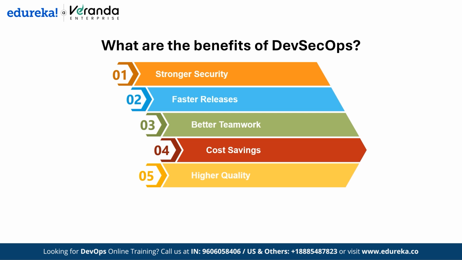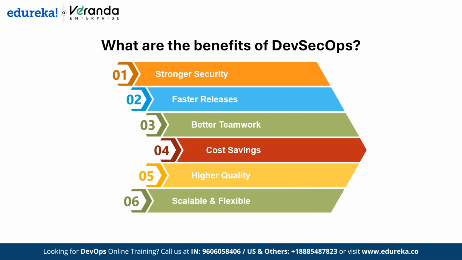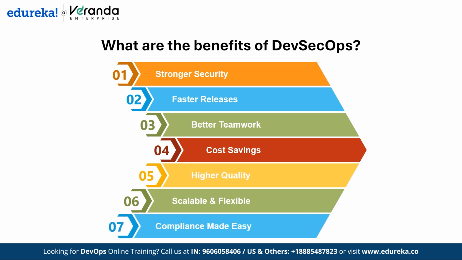Then is a higher quality. Continuous testing ensures reliable, bug-free and secure software. Next is scalable and flexible. Easily scale your apps and stay agile in a cloud-first world. Last is compliance made easy. Automates compliance checks, keeping your app safe and regulation-friendly. DevSecOps is all about speed, security and smooth collaboration, letting you innovate faster while keeping things safe.